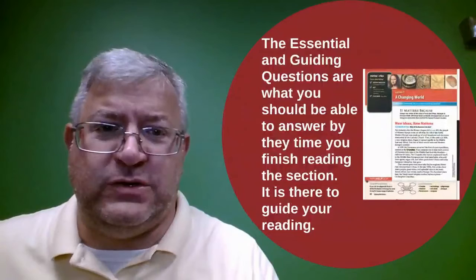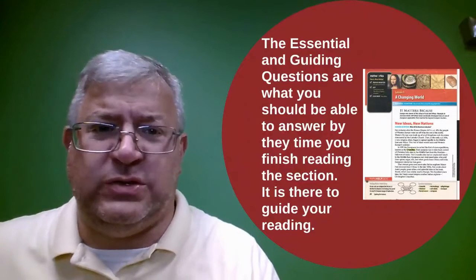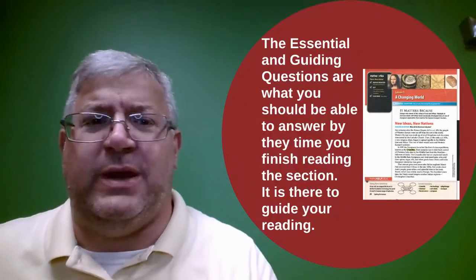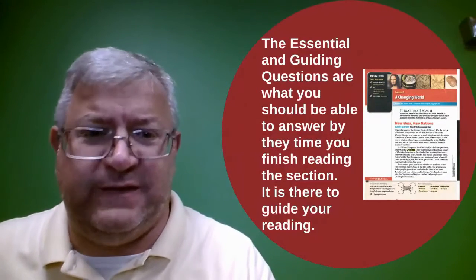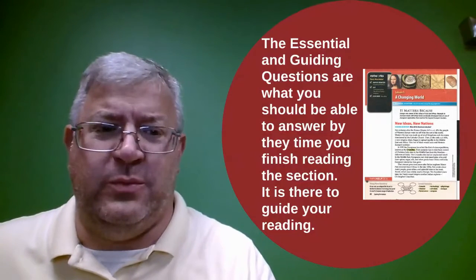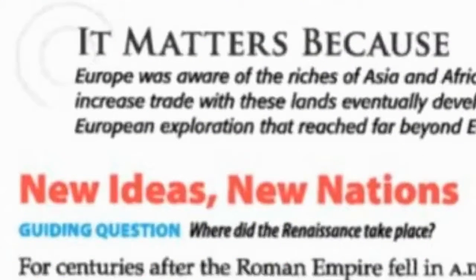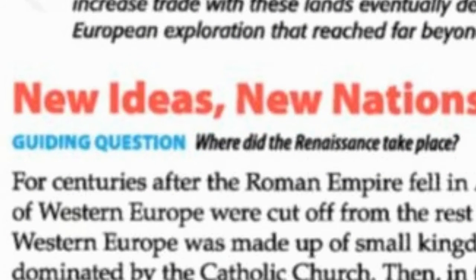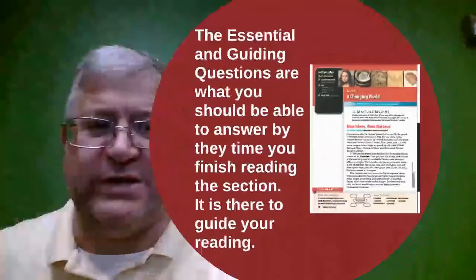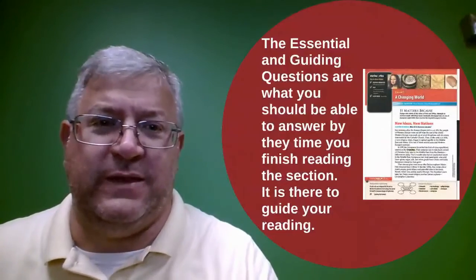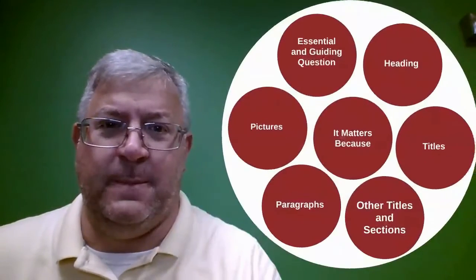Our next part, the essential questions. The essential and guiding questions are what you should be able to answer by the time you finish reading the section. They're there to help guide your reading. On this page, we have a couple. One is, how do new ideas change the way people live? And the other one is, where did the Renaissance take place? So we know that this lesson is going to have something to do with those two questions. You should be able to answer those by the time you finish reading.